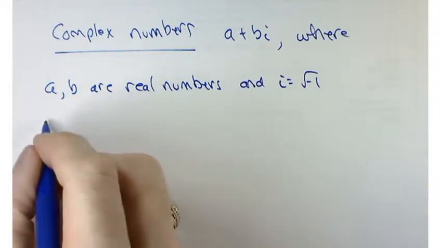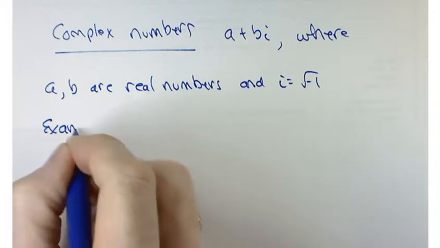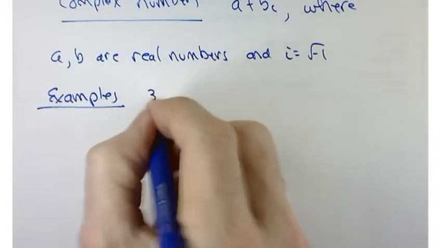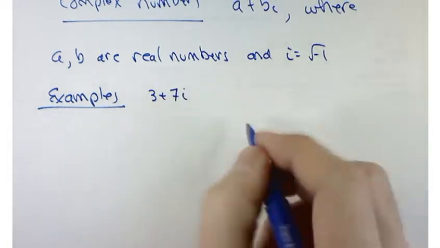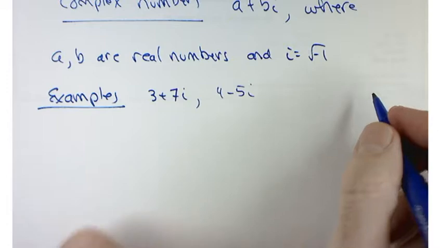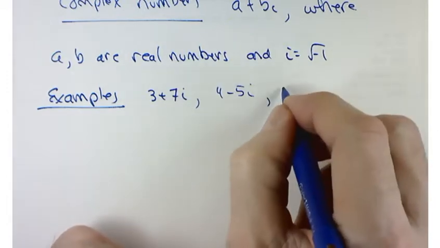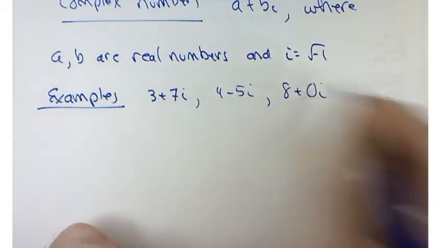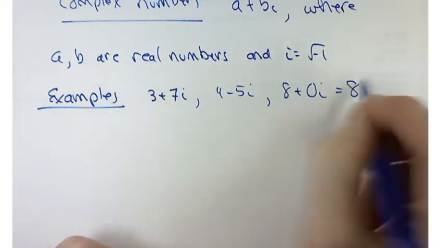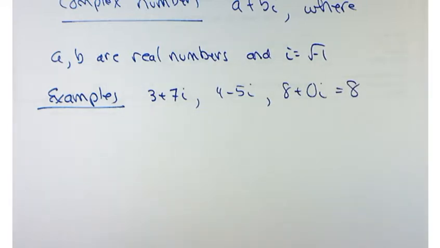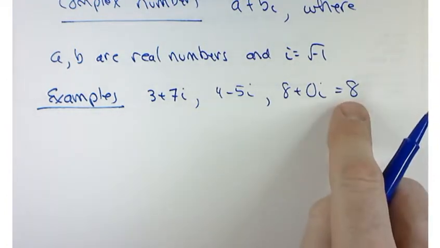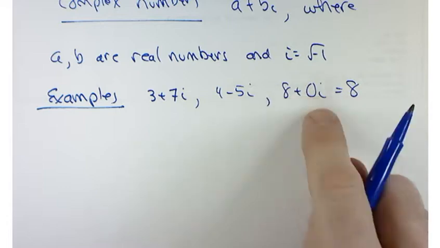So let me give you a few examples. So 3 plus 7 times i. 4 minus 5i. 8 plus 0 times i. Of course, 8 plus 0 times i you could just write as 8. And what this is showing you here is that the real numbers that you're familiar with can really be thought of as a special case of complex numbers.